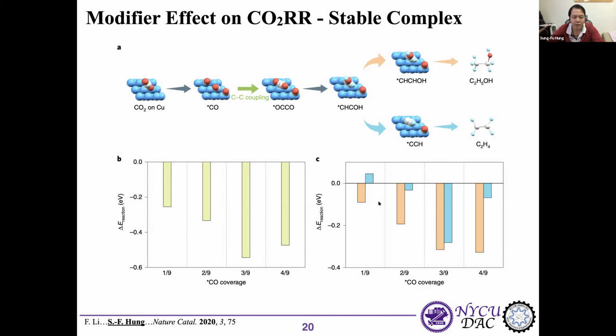Okay, so we also found that in the presence of carbon monoxide intermediates, the reaction energy decreases more for the ethanol path compared to the acetylene path. So we can see the energy here. The calculation results show the high carbon monoxide intermediate coverage favors selectivity of the ethanol.